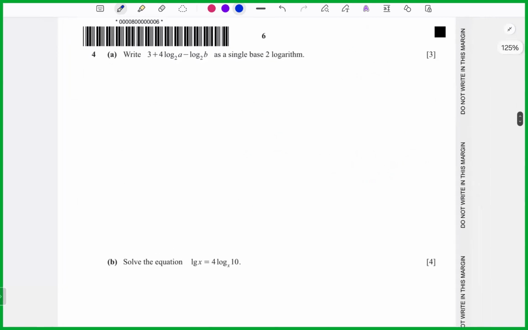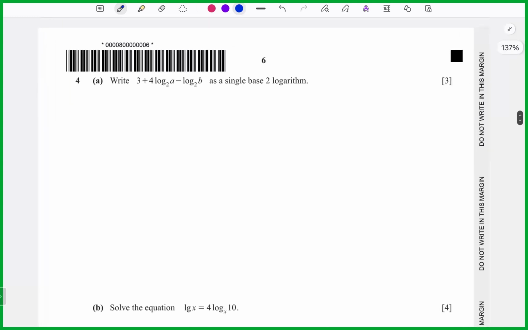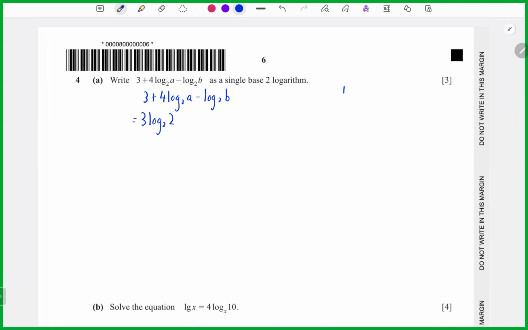Okay, now we try going to question 4. Write 3 plus 4 log base 2 a minus log base 2 b as a single base 2 logarithm. Okay, so now you need to write here: 3 plus 4 log base 2 a minus log base 2 b equals 3 log base 2 of 2, because we know when the base and the number are the same, it actually equals 1.